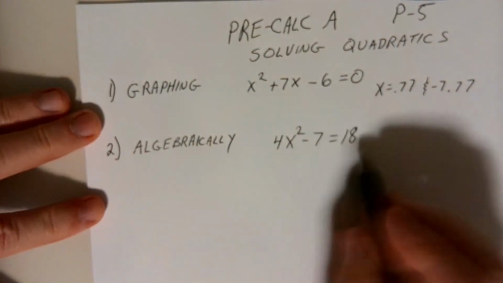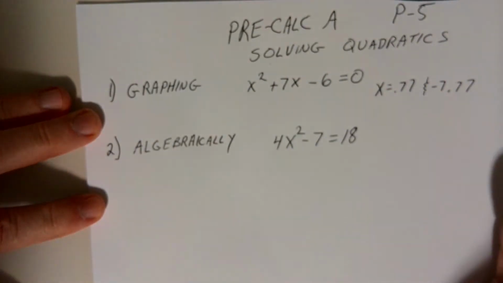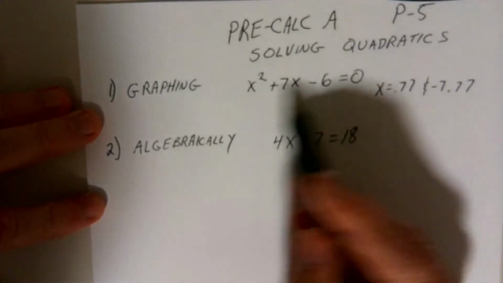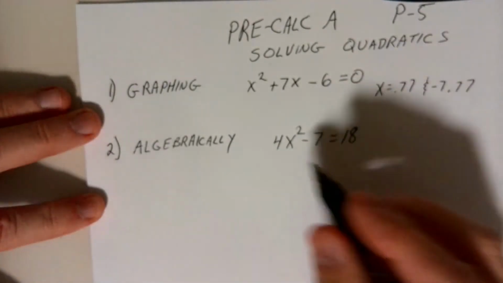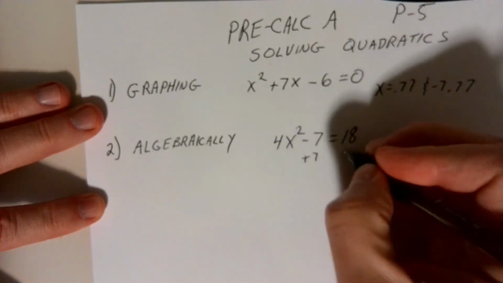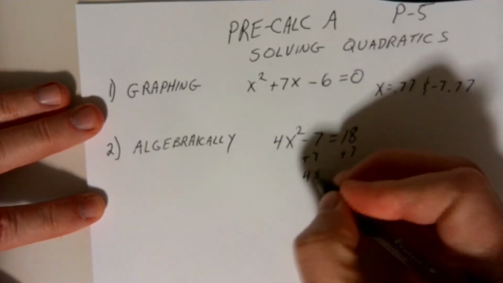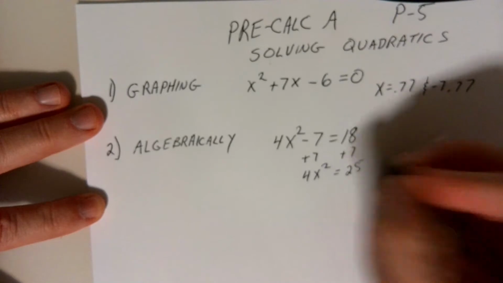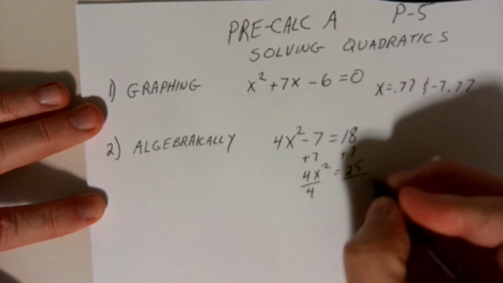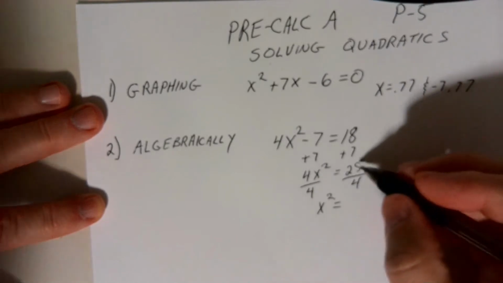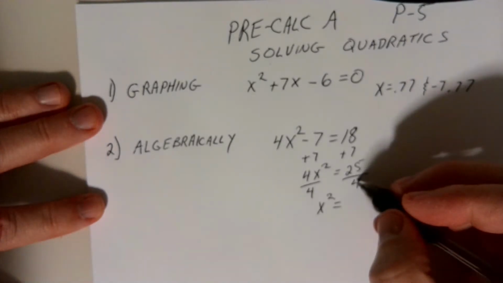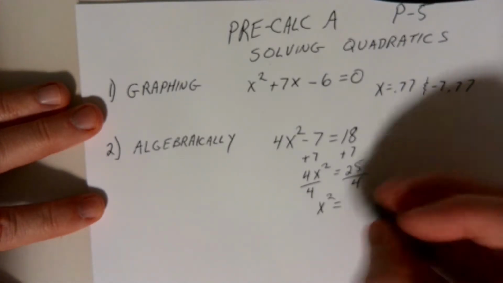and I don't have an x term in there, I can just use basic algebra skills, right? I can do basic algebra on this one. There are other things that we're going to get to that we'd have to do for other equations. So I can add 7 and add 7, and then I get 4x squared equals 25. Divide by 4, divide by 4, I get x squared equals 25 fourths, and what is that, 6.25?